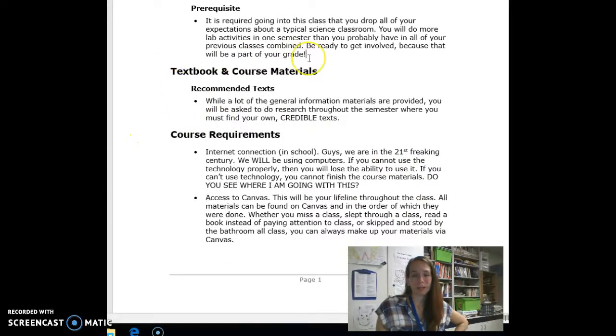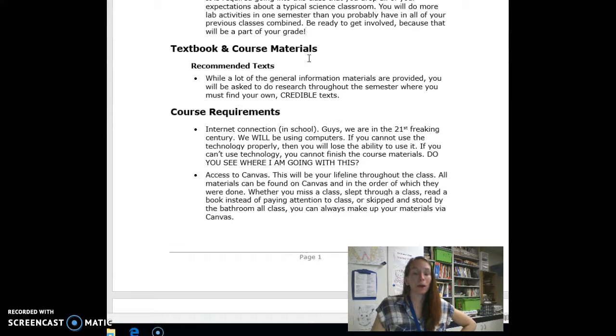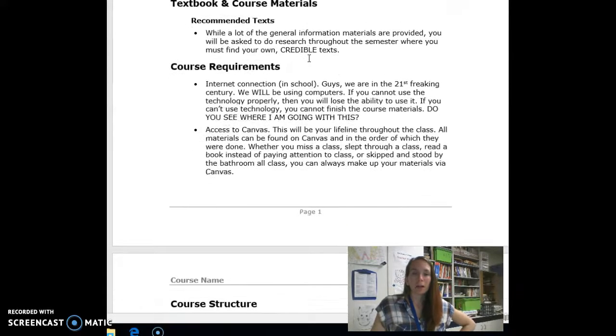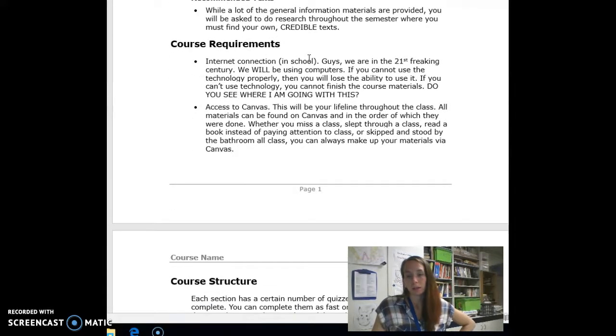There is no recommended text. I'm not going to make you read out of a textbook. If that is something you would like to do, that is something we can do as an option in place of some other expectations. All right, take a look at course requirements.